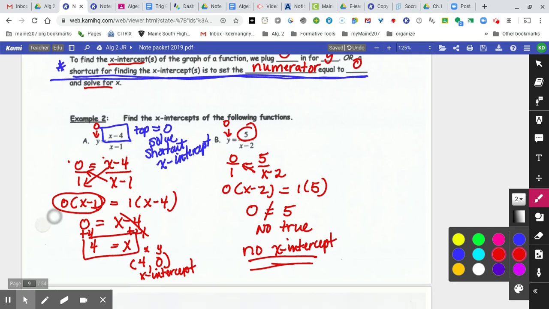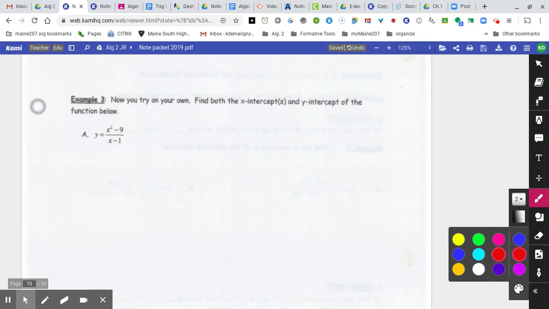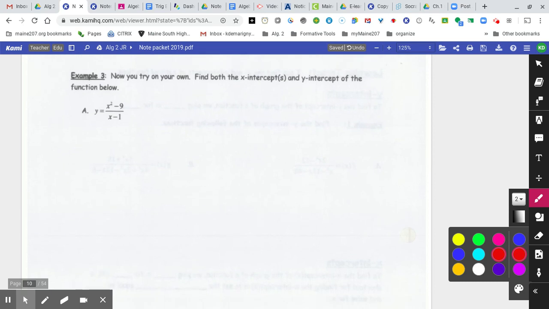So, hey, that's it. I have one more example for you, and this is to practice both an x-intercept and a y-intercept. It says to try it on your own, of course. So if you'd like to stop the video, try it on your own, go for it. Otherwise, here we go. Okay, let's do the first one.